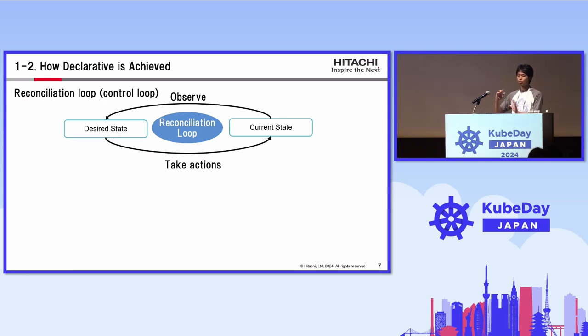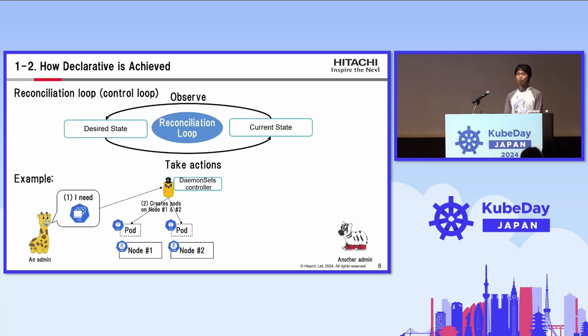Only one step won't always make the states the same, and the current state may keep changing due to external factors. So, in each step, the loop observes the current state and decides which action to take by the latest observed current state. In this way, your desired state requested in a declarative way is achieved, and it's robust to the current state.